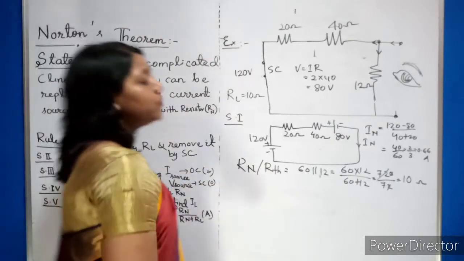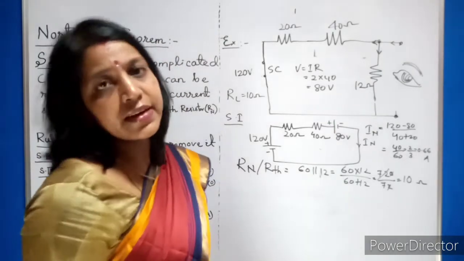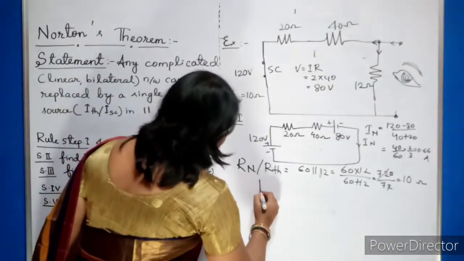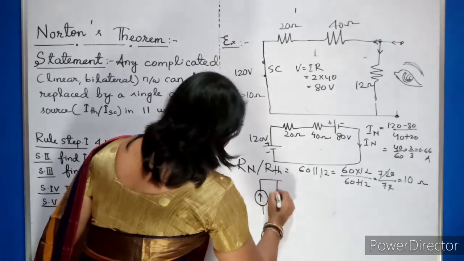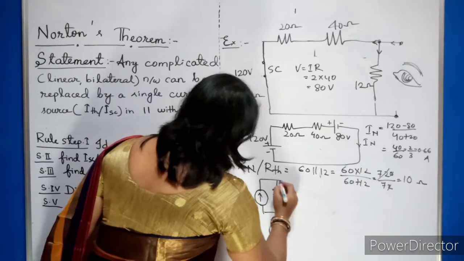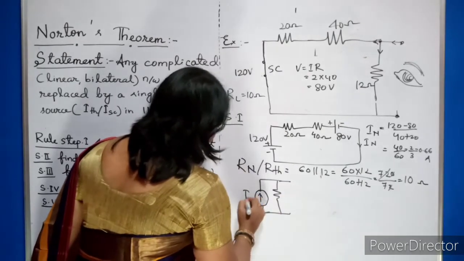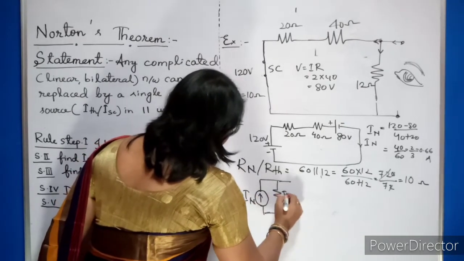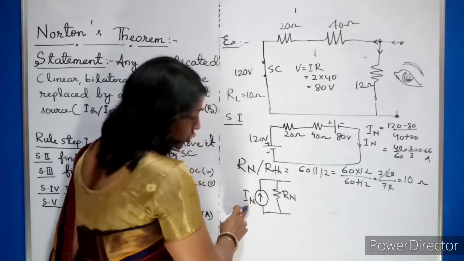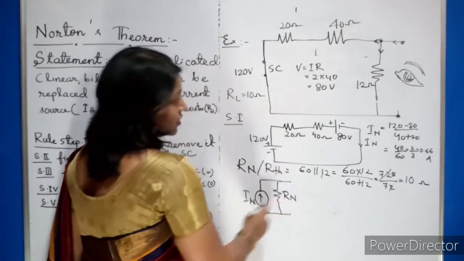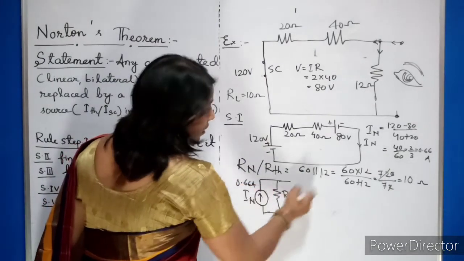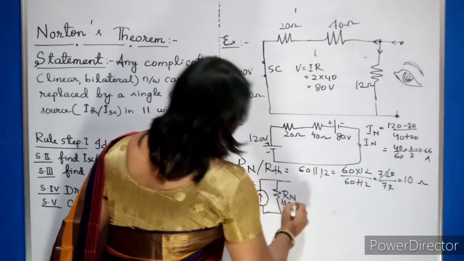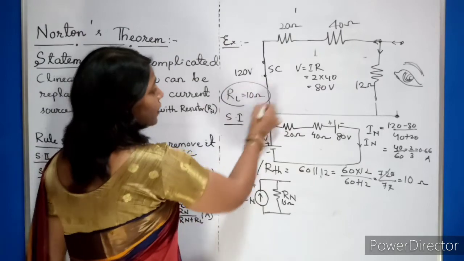Now form your equivalent circuit of Norton. What is the equivalent circuit of Norton? That is your current source and this is your Norton's resistance. This is the equivalent circuit. This is called Norton's current, or short circuit current, and this is Norton's resistance. What is the short circuit current? 0.66. Now what is Norton's resistance? 10 ohms. What is the RL value? We have already noted it down.